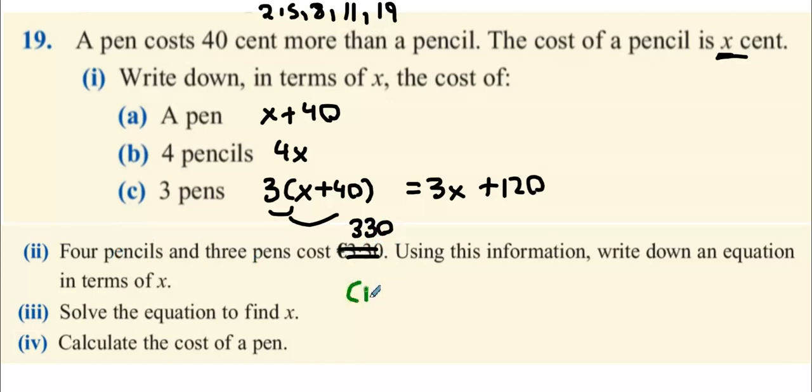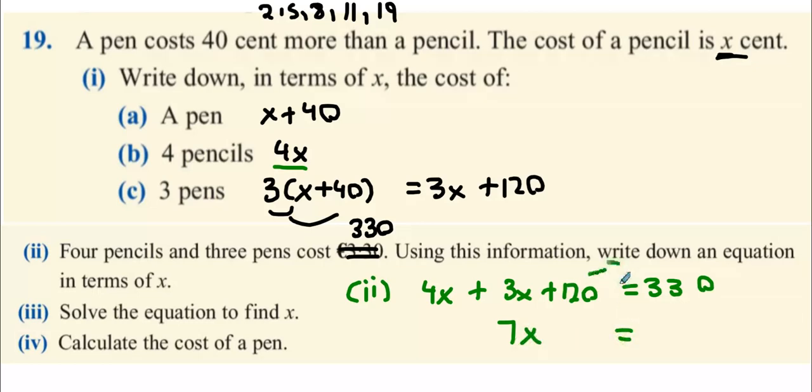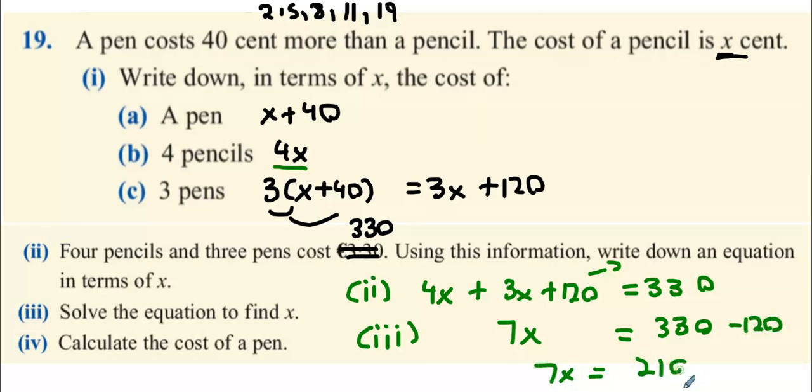So here's what we're going to do with part 2. We're going to use 4 pencils, which is 4x, and a plus 3 pens. 3 pens is 3x plus 120. Cost €3.30, which is 330 cents. Your 4x plus your 3x is your 7x. The 120 needs to go over to the other side. So now we're on to part 3. So 7x equals 330 minus 120. 7x must be equal to 210.